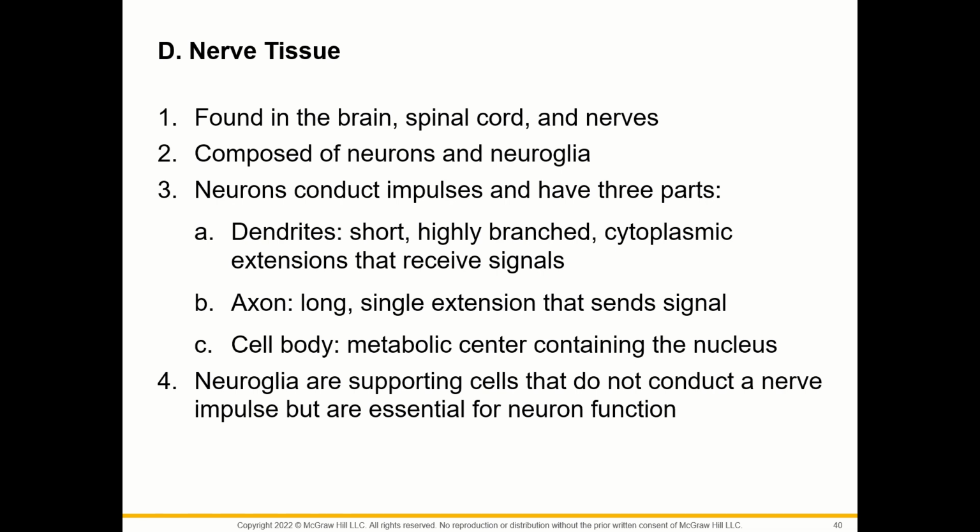Neurons conduct impulses and have three parts. The dendrites are short, highly branched cytoplasmic extensions that receive signals. The axon is a long single extension that sends the signal, and the cell body is the metabolic center containing the nucleus. Neuroglia are supporting cells that do not conduct a nerve impulse, but are essential for nerve function. In fact, they outnumber the neurons.